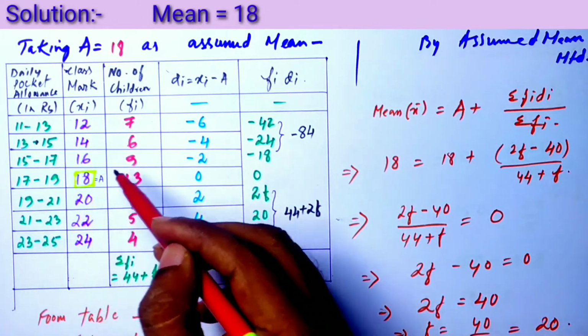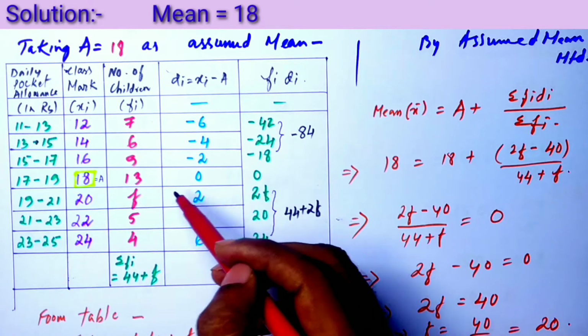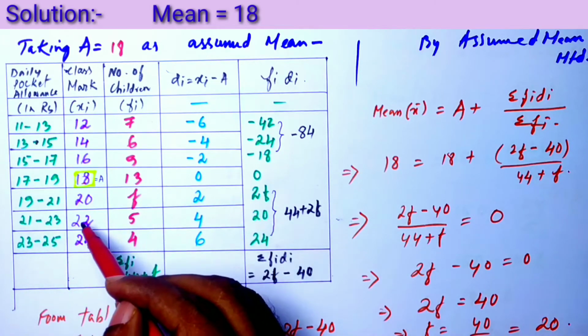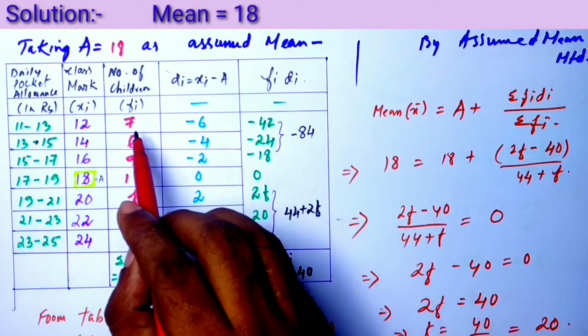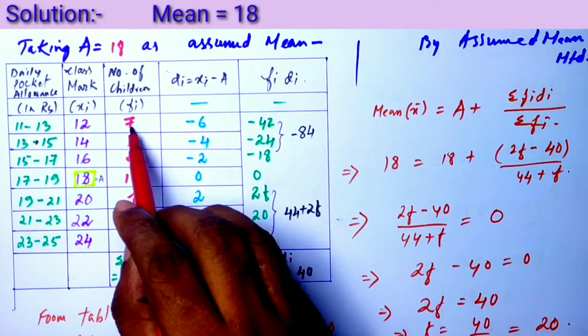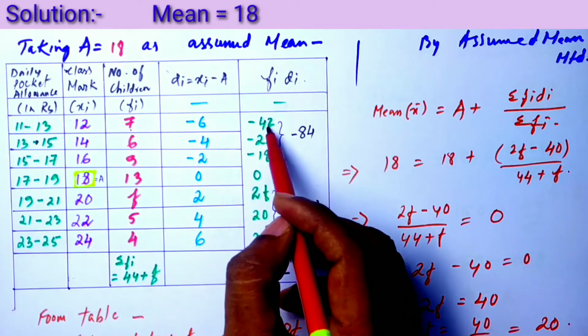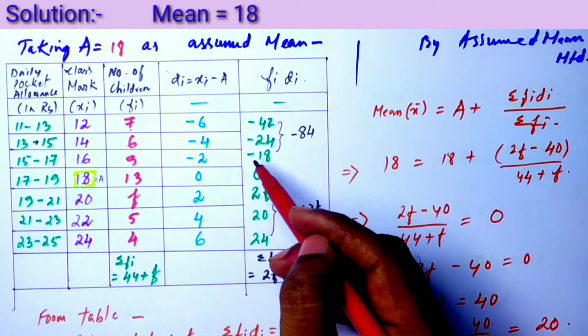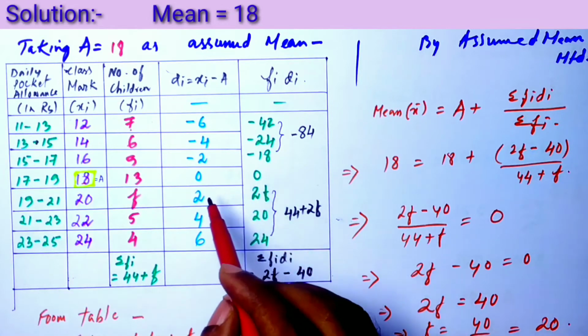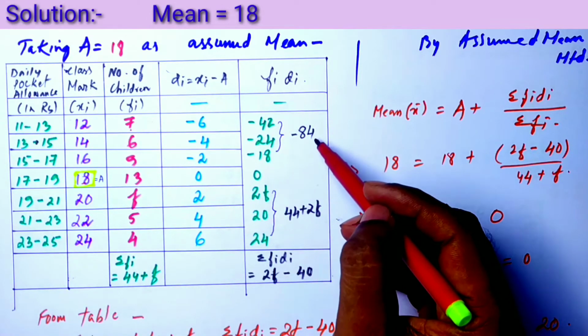So 20 minus 18 is 2, 18 minus 18 is 0, 22 minus 18 is 4, 24 minus 18 is 6. So we calculate this FiDi: 7 into 6 is 42, minus 42; 6 into 4 is 24, minus 24; 9 into 2 is 18, minus 18; 13 into 0 is 0. So we calculate this total as minus 84.